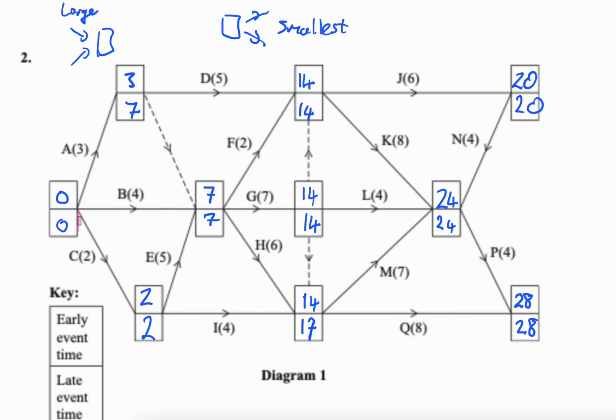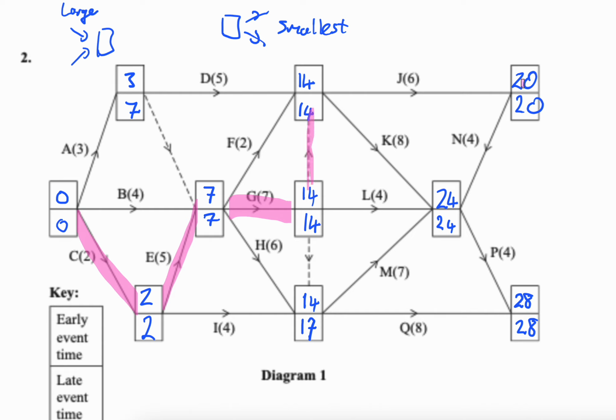Okay, so now let's highlight our critical path. Do you remember I told you that just because a path links to critical nodes doesn't mean it's a critical path? So B connects 0, 0 to 7, 7, but it's not on the critical path, because 7 minus 4 is not 0. So then we go up here to 7, 7. Then which one is the correct path, F or G? G, because 14 minus 7 minus 7 is 0. Good. And then 14 minus 0 is 14.